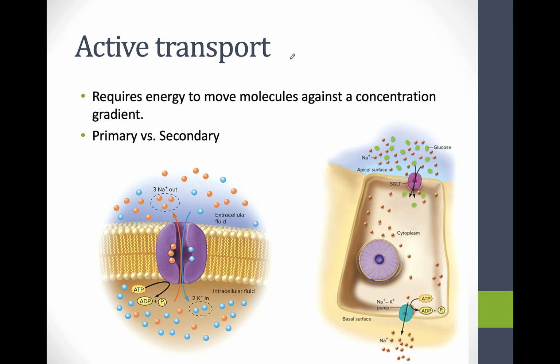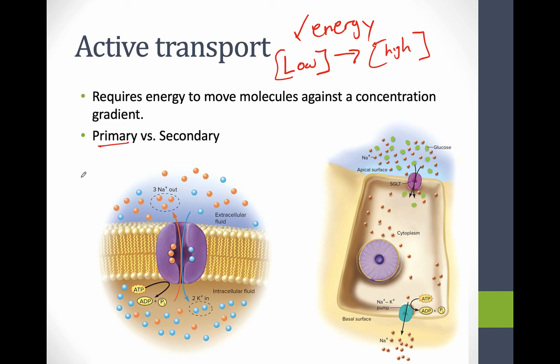All right, active transport is going to require energy, and we're going to go from low concentrations up a gradient to a high concentration. There's a couple of different types. Primary is what we're going to focus on. The best example of primary is the sodium-potassium pump, which is pictured right here.